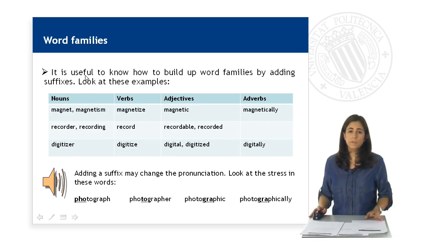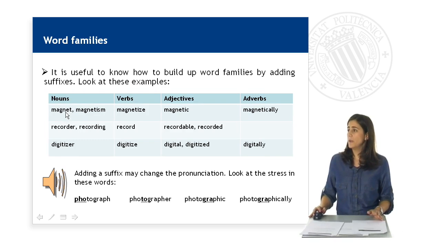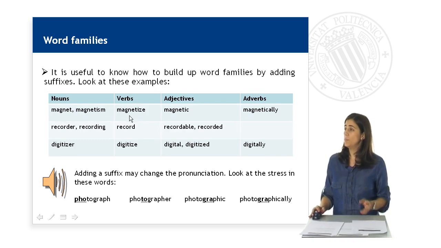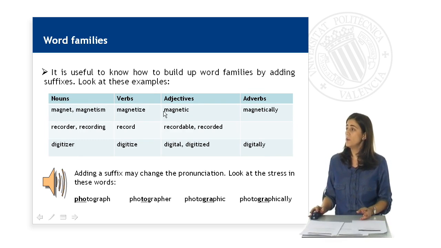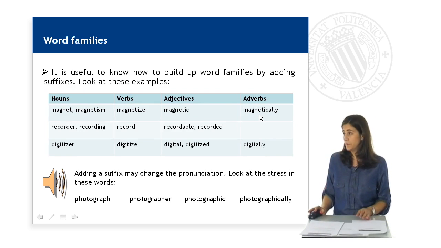It is very useful to know how to build up word families by adding suffixes. Look at the following examples. From the nouns magnet or magnetism, we can get the verb magnetize. And from the adjective magnetic, we get the adverb magnetically. This is a word family.